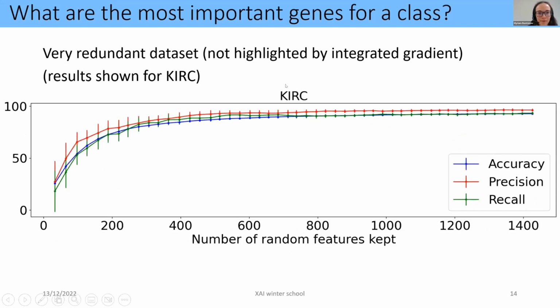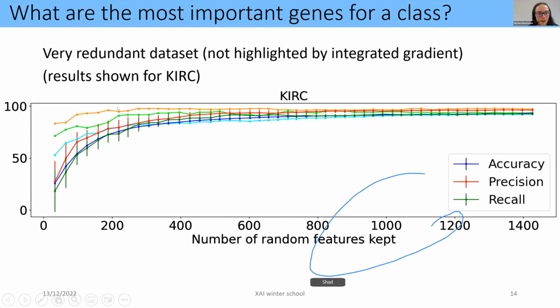So this is a similar experiment to the first one, where we keep random features instead of the best features. And we see that with random features, we are lower than with the best features. So the best features are maybe a little bit more important than the others, but they are not the only ones which are important.